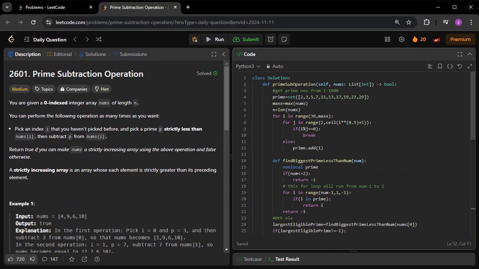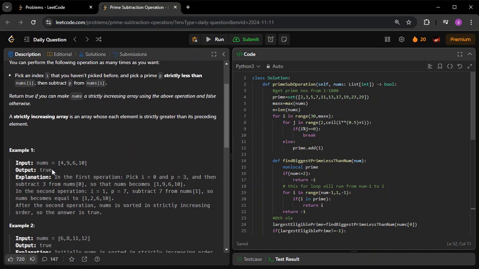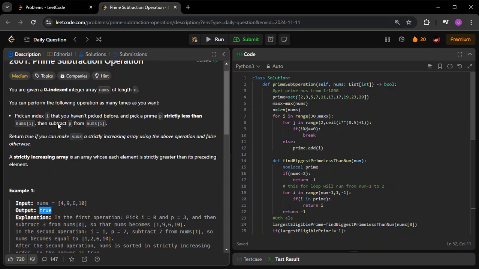So it is 2601, Prime Subtraction Operation. Basically you are given a nums array, as you can see here, and finally you have to return the answer as a boolean, true or false. So what do you have to do? You are given a zero-indexed array nums of length n. You can perform the following operation as many times as you want.